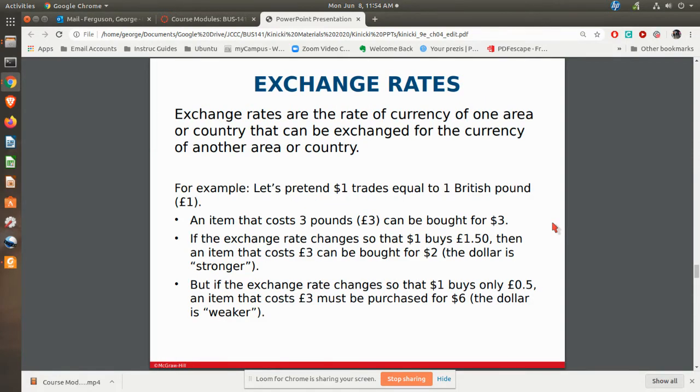Exchange rates also impact your international trade and the things that you're doing.